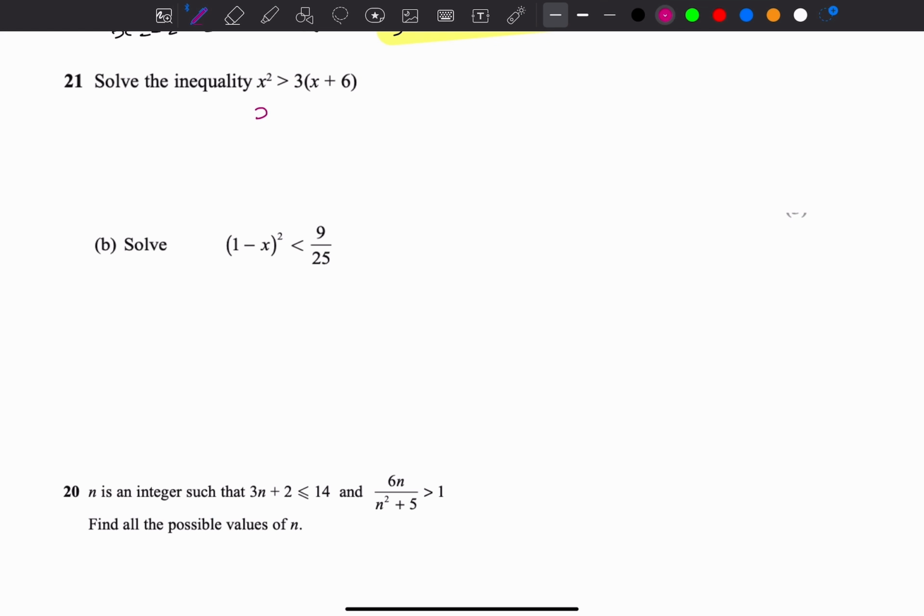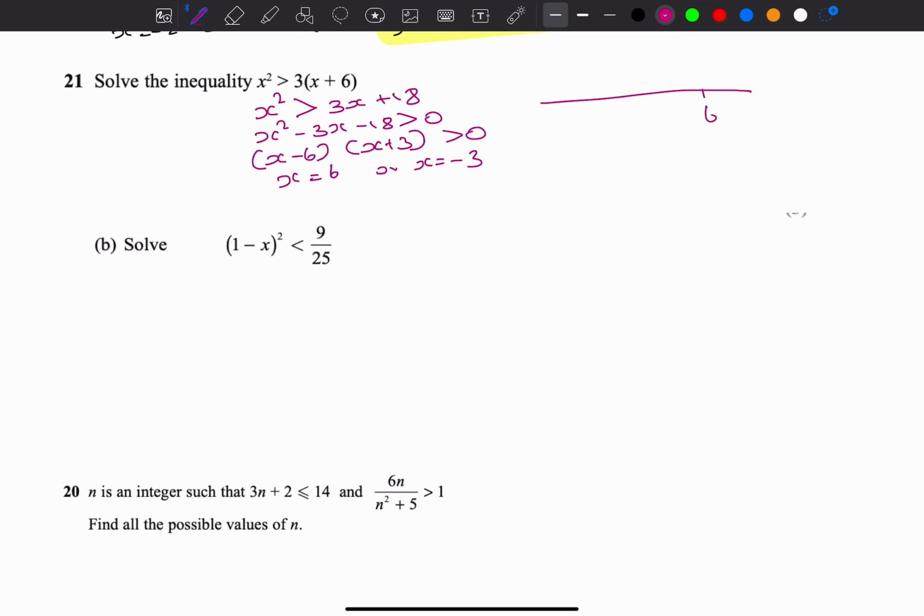So x squared expanded greater than, what's that? 3x plus 18, bring it in. X squared minus 3x, bring it in, minus 18 is greater than 0. Factors of 18, that makes 3. What's that? 6 and 3. So x minus 6, x plus 3 to do it, greater than 0. That's an easy one, you can do it in your head. X is equal to positive 6, or x is negative 3.